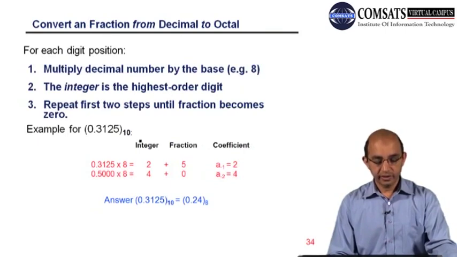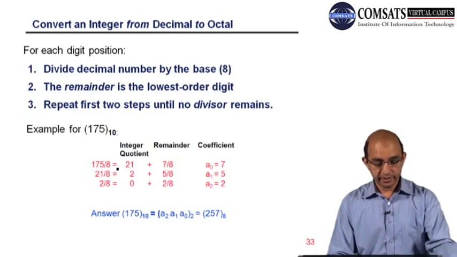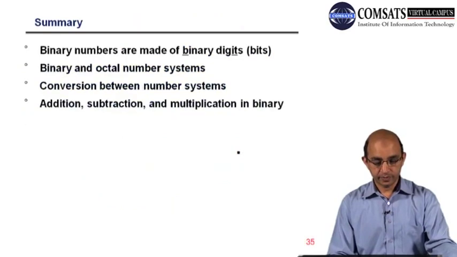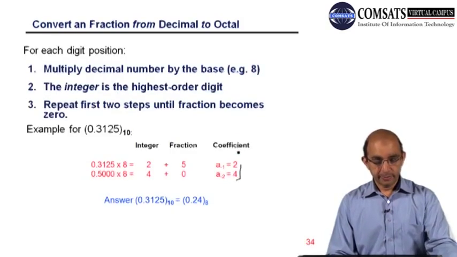If we want to handle the fraction, we multiply by 8 as opposed to the division. So this is the integer and this is the fraction. And here again 4 0, so we will be having 2 4. So we will be moving like this, from top to bottom.